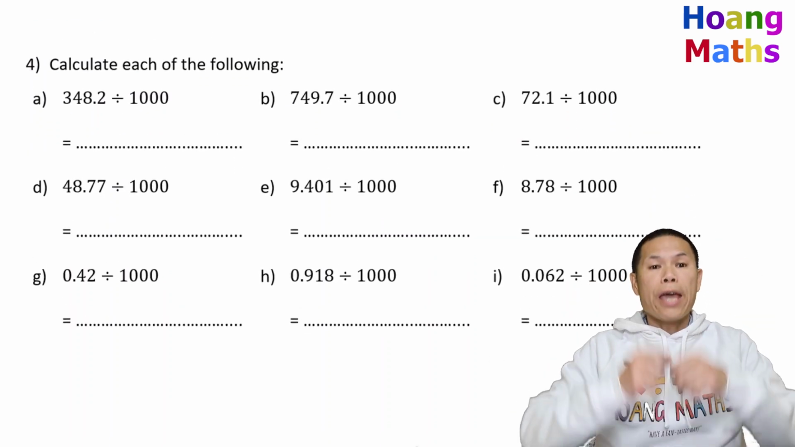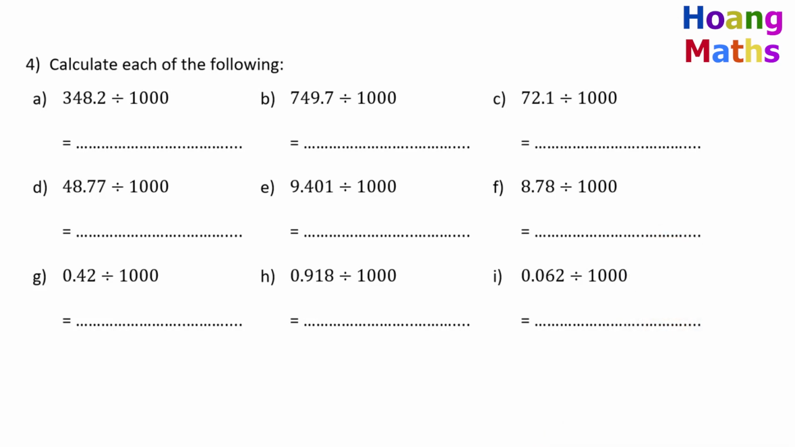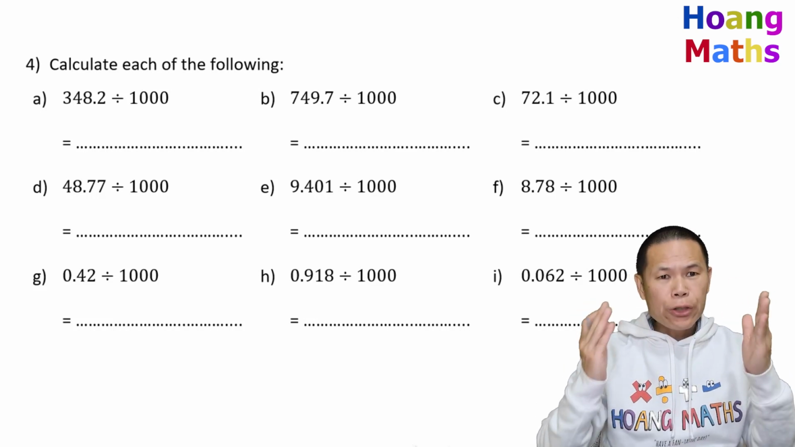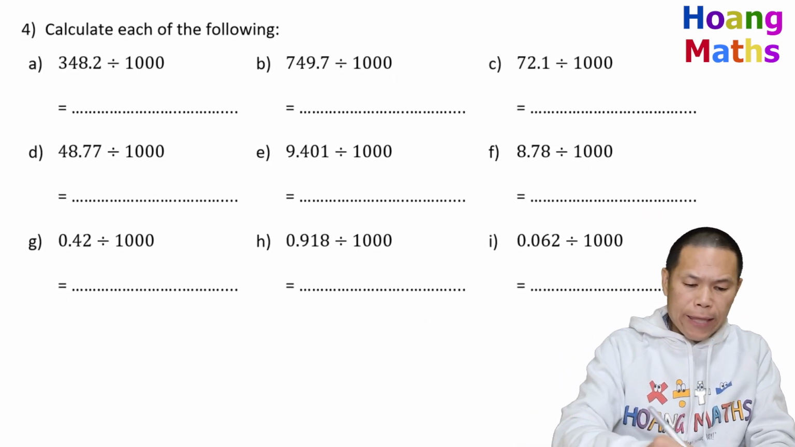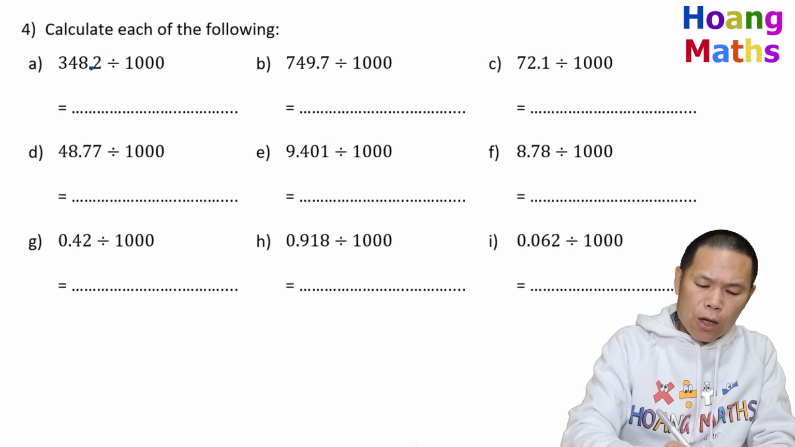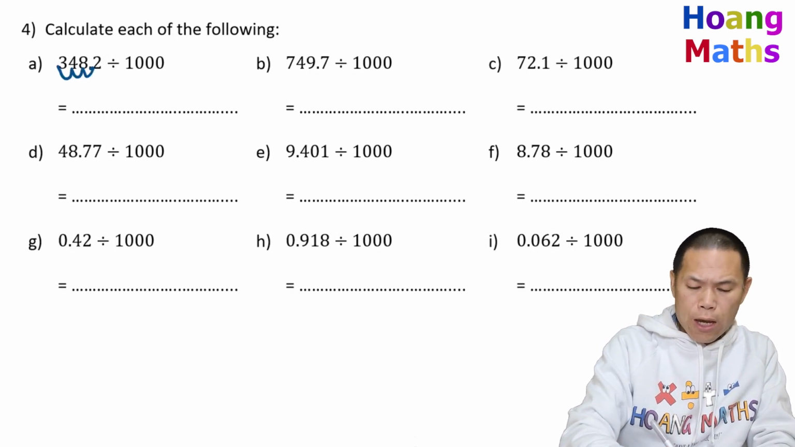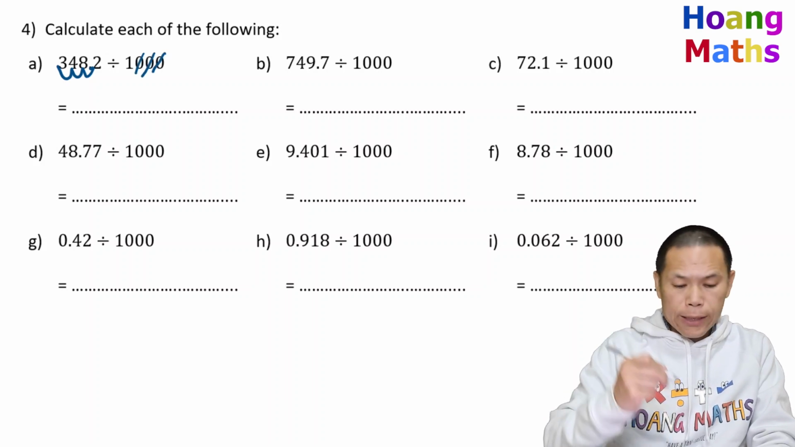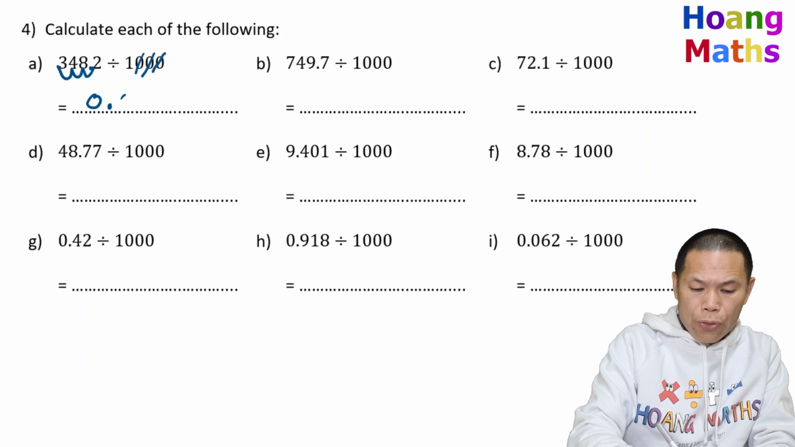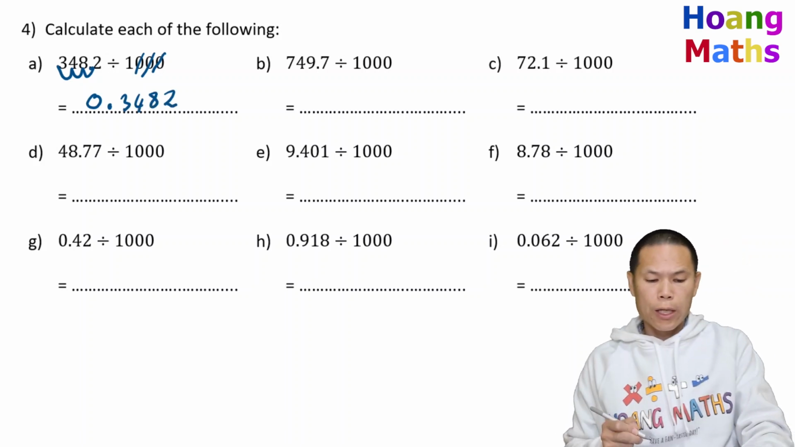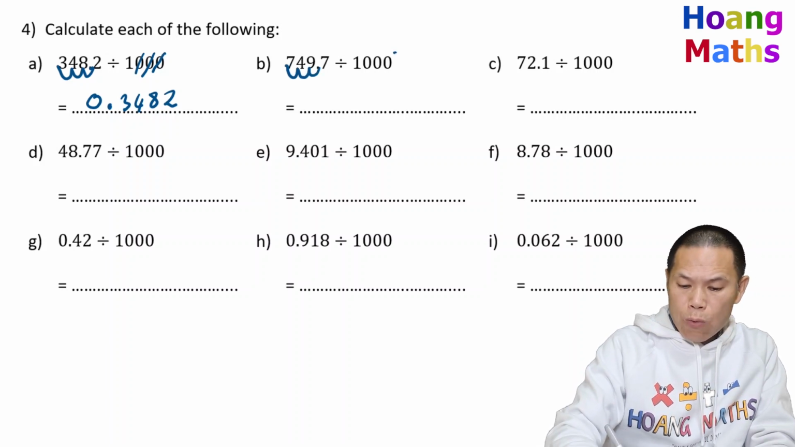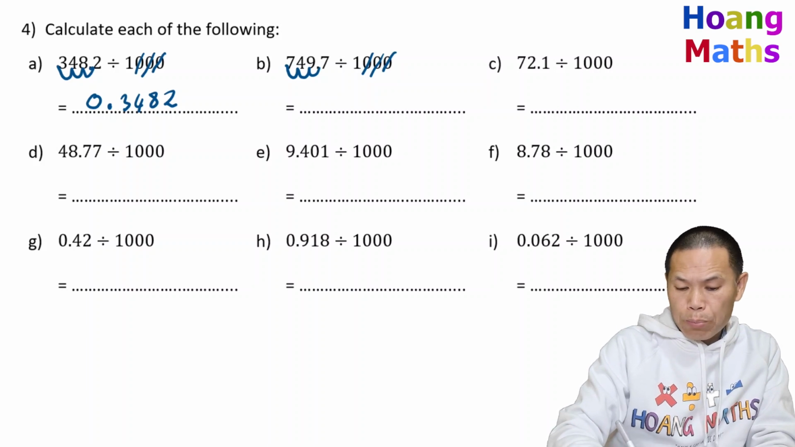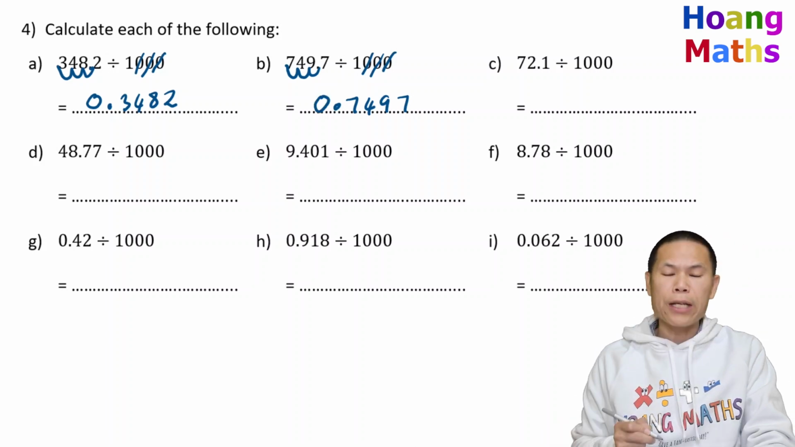Please pause the video and try this one yourself. Hi there, I'm back. How did you go? So let me just go through them with you. So first one. So when we divide by 1,000, this decimal point here, we move 1, 2, 3. So the answer is 0.3482. So part B, again, we move 1, 2, 3. So 0.7497. Of course, we put a 0 in front.